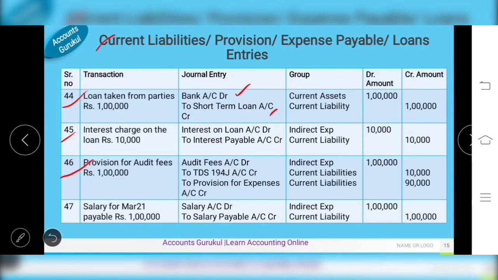Then the next is provision for audit fees, rupees 1 lakh. So we are creating a provision into the books for the audit fees.